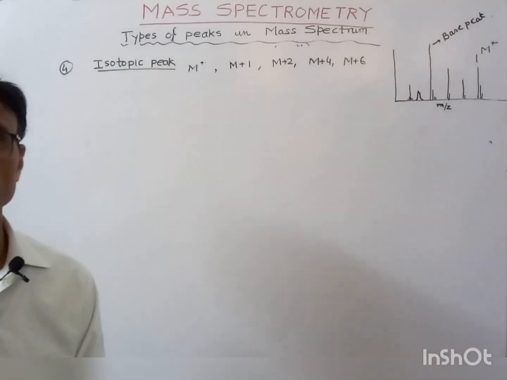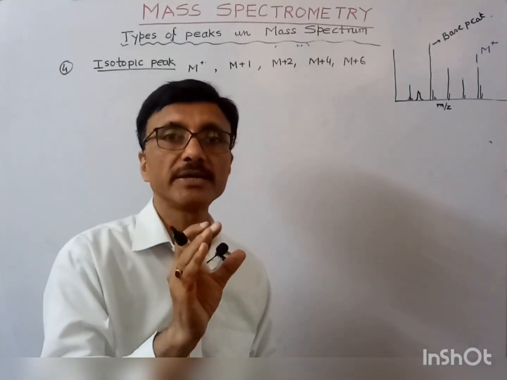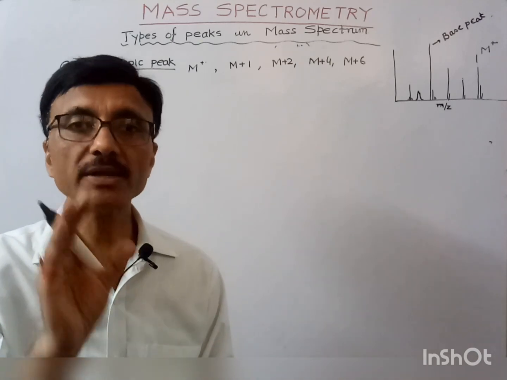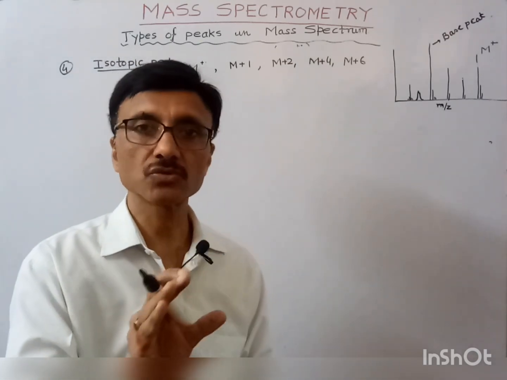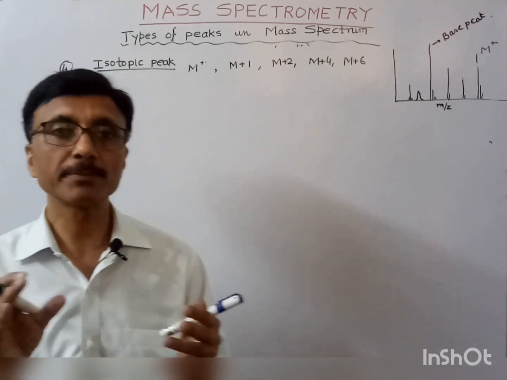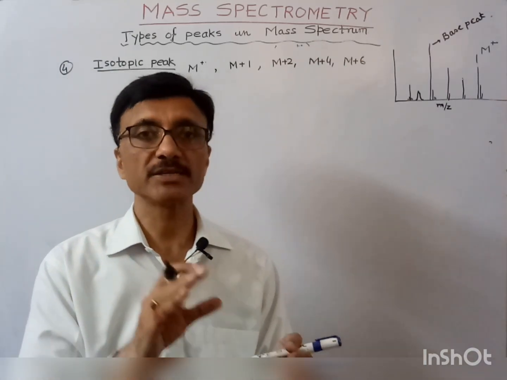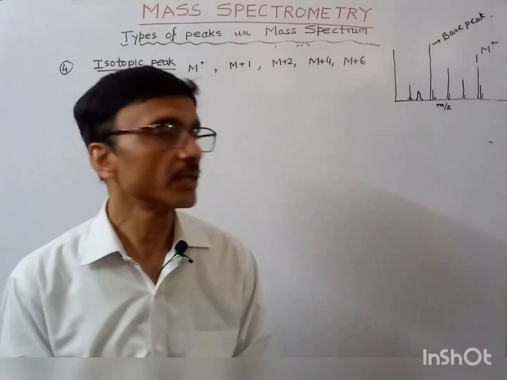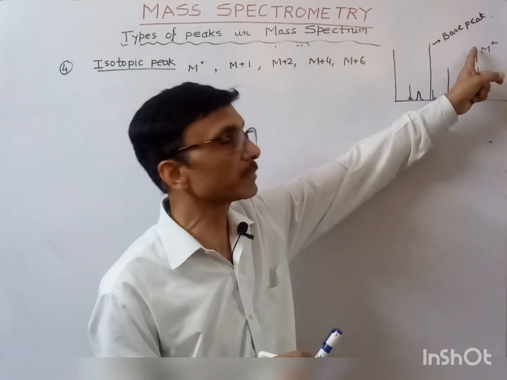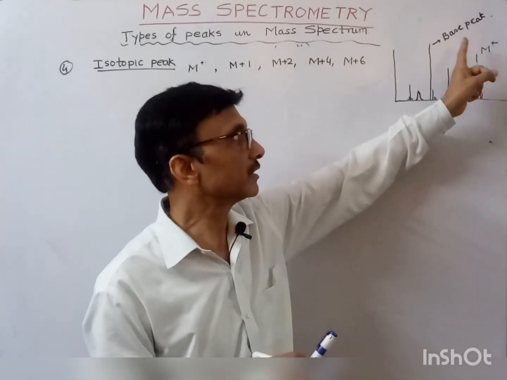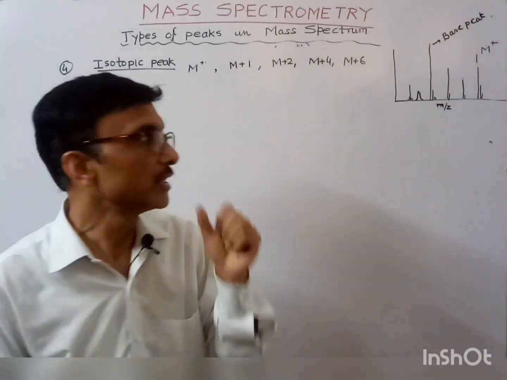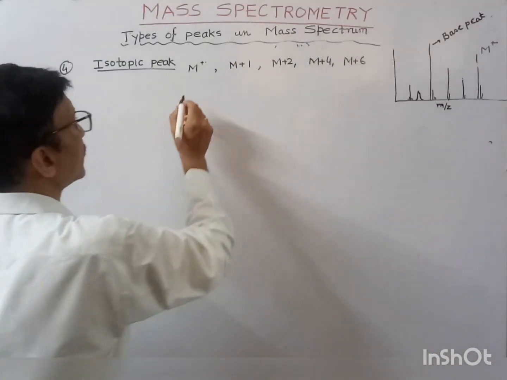Because if any compound is containing carbon 12, then it must contain a very small amount of carbon 13 also. If any compound is containing chlorine, then it must contain its isotope, that is chlorine 37, and so on. So due to that, if a peak appears due to carbon 12, then a peak will also appear due to carbon 13, which is 1 mass unit higher. So these are the various isotopic peaks.